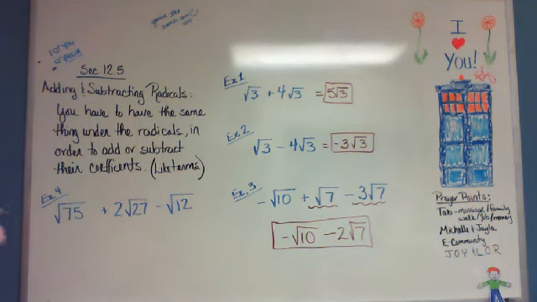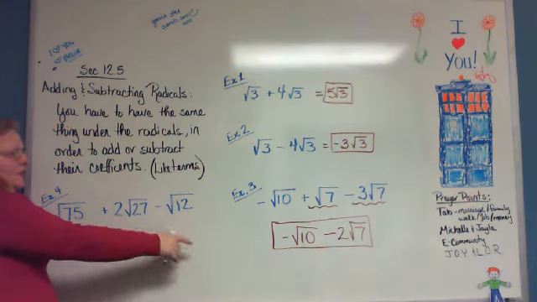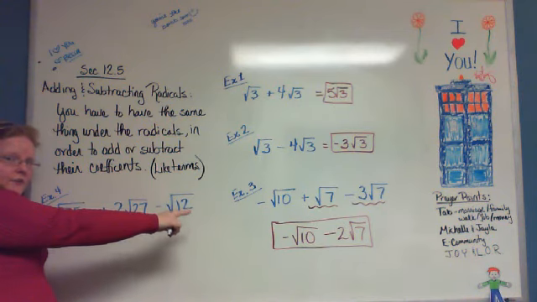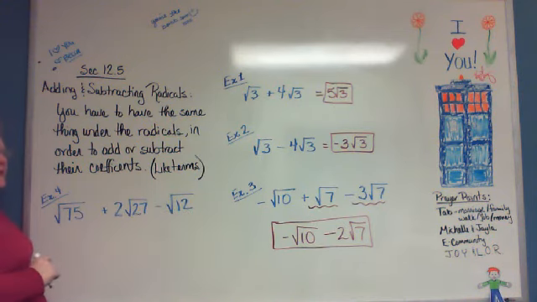Sometimes you can't just say they're not like terms. Sometimes they're going to ask you to add these, and you're going to look at them and say, no, they're not like, we're all good, let's walk away. That's not correct, because these can be simplified. Over there, they couldn't be simplified. You can't simplify the square root of 10 because there's no perfect square inside of that.